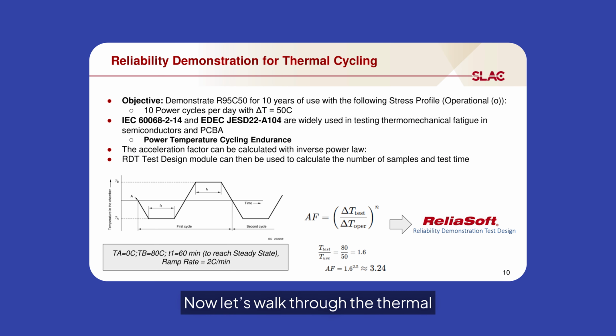Now, let's walk through the thermal cycling reliability demonstration test design steps. Our objective is to demonstrate R95 C50 reliability for 10 years of use under the following operational stress profile: 10 power cycles per day. Temperature swing for each power cycle is 50 degrees C.